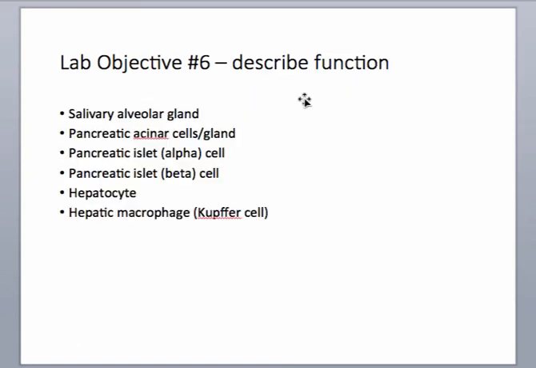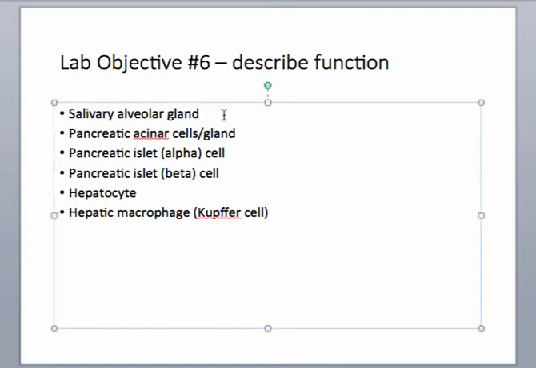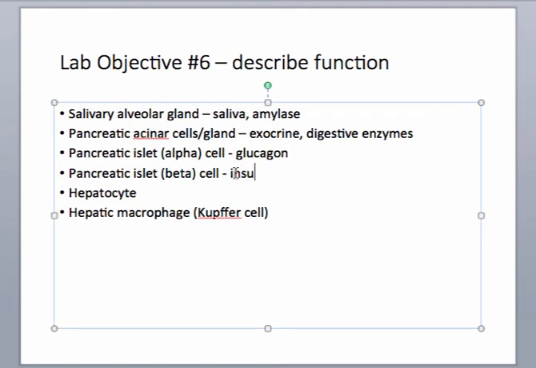Lab objective 6, describing the function. So again, the salivary alveolar gland is going to produce saliva, and therefore salivary amylase. Pancreatic acinar glands, or cells, remember, is the exocrine function, so making digestive enzymes. What do the alpha cells do in the islet? Those produce glucagon, and the beta cells produce insulin.